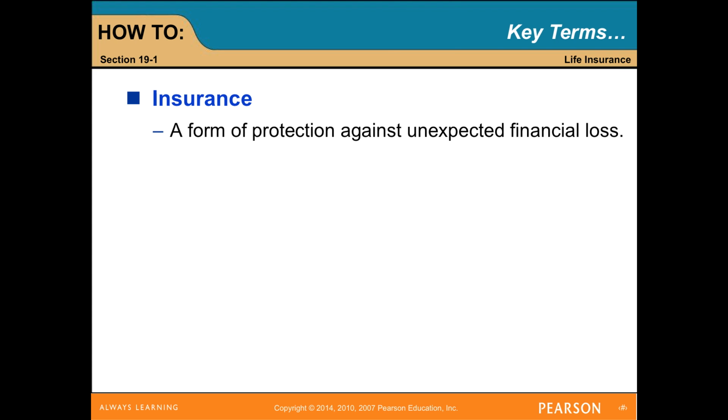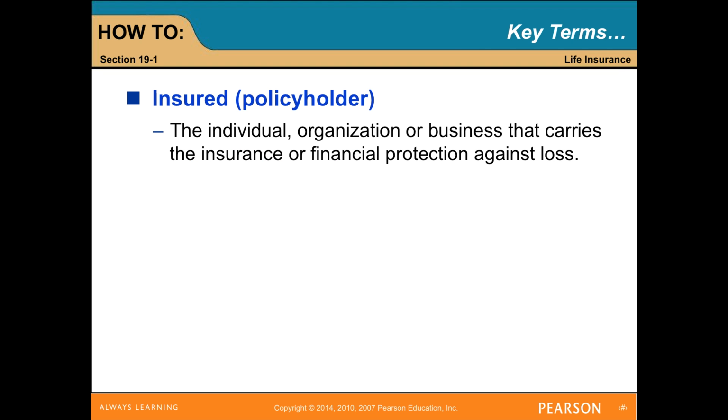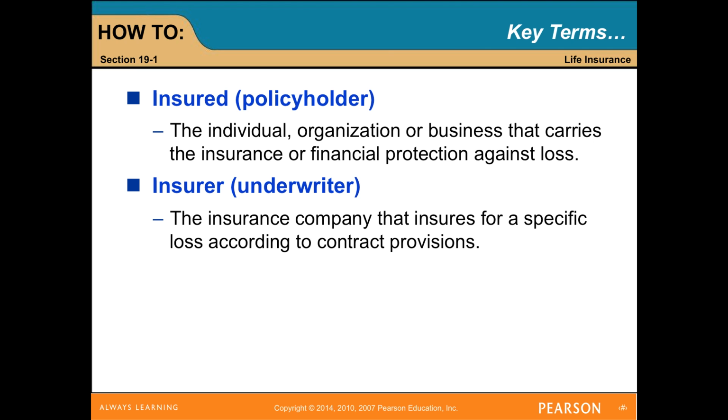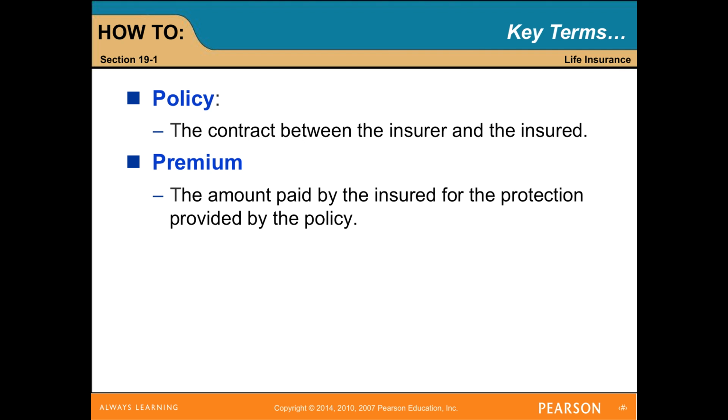Some key terms: insurance is a form of protection against unexpected financial loss, and a comprehensive policy is an insurance policy that protects the insured against several risks. The insured, sometimes referred to as the policyholder, is the individual, the organization, or the business that carries the insurance or the financial protection against loss. The insurer, or the underwriter, is the insurance company that insures for a specific loss according to contract provisions. And the policy is the contract between the insurer and the insured, so between you and the insurance company.